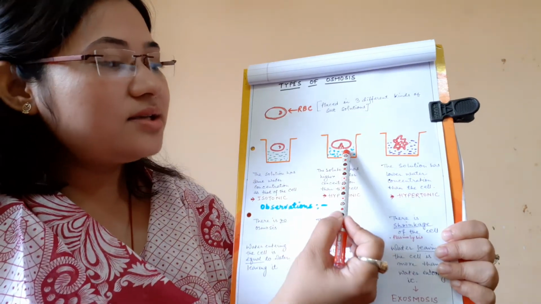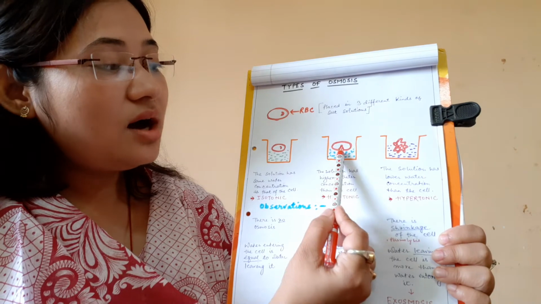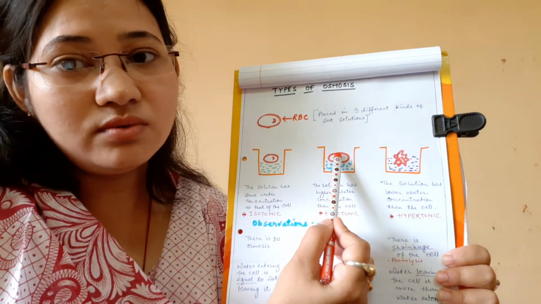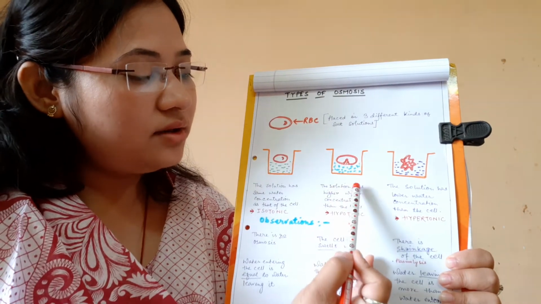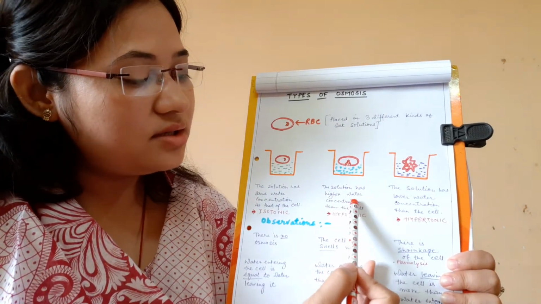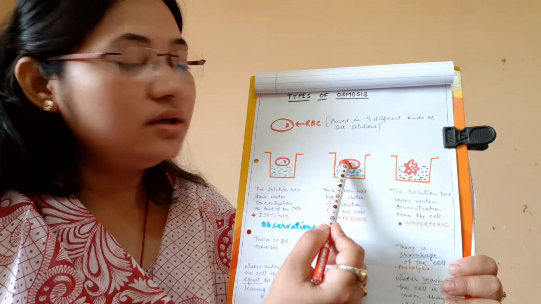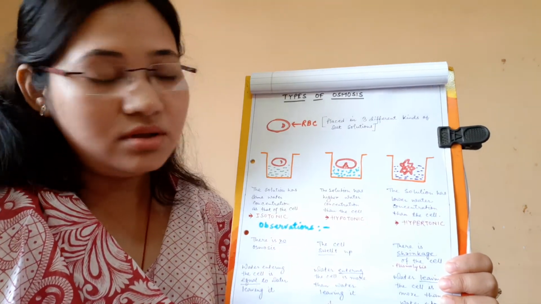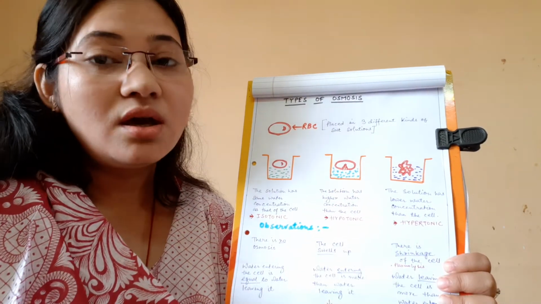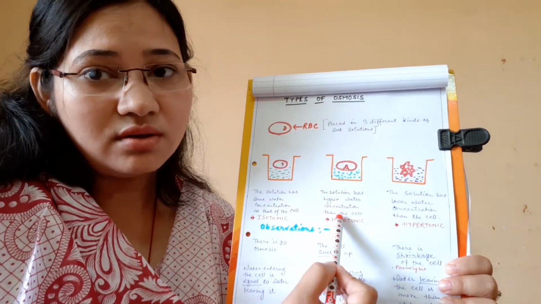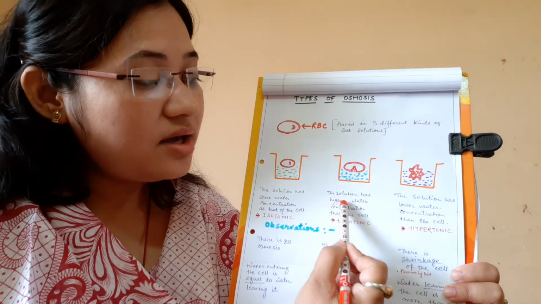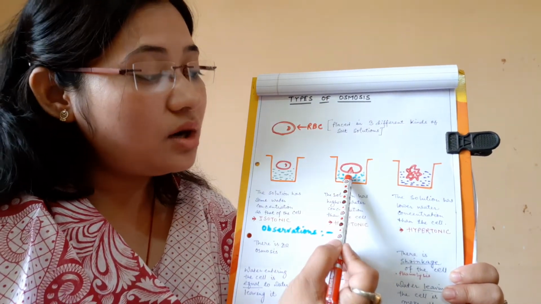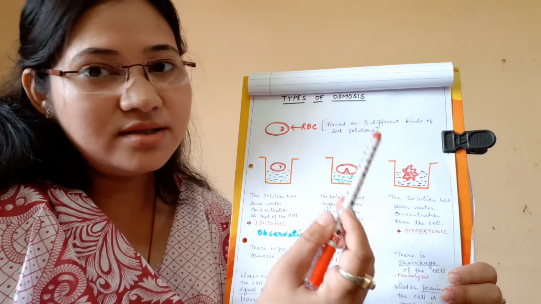In the next case, the solution has higher water concentration than the cell or the tissue. So it is known as a hypotonic solution. Hypotonic solution means it is a dilute solution. That means it contains a higher water concentration. Water concentration is more outside than inside the cell.